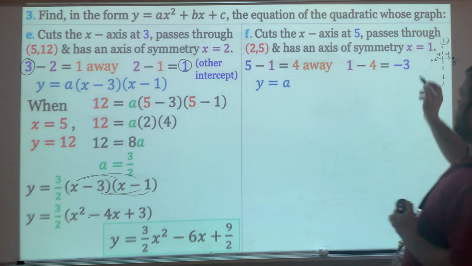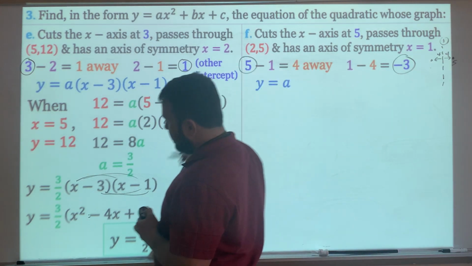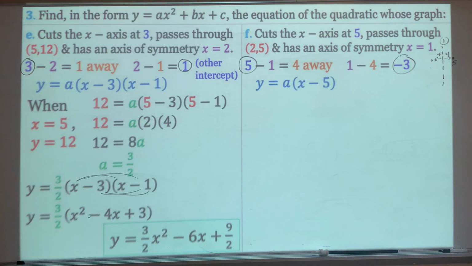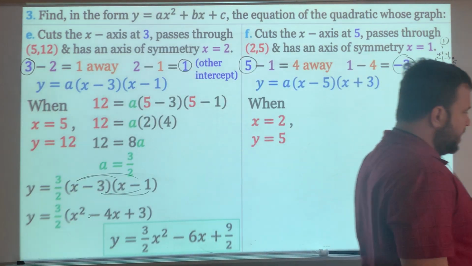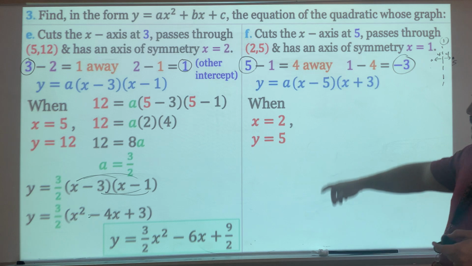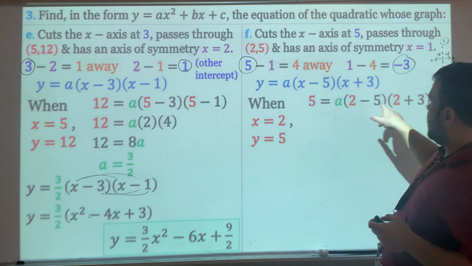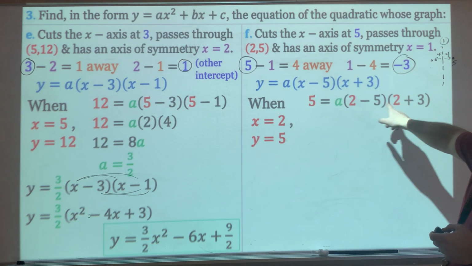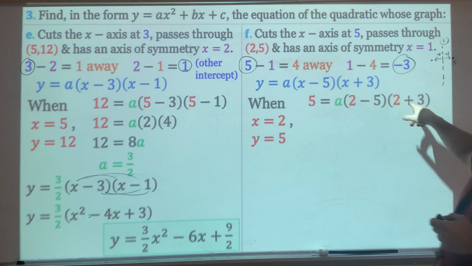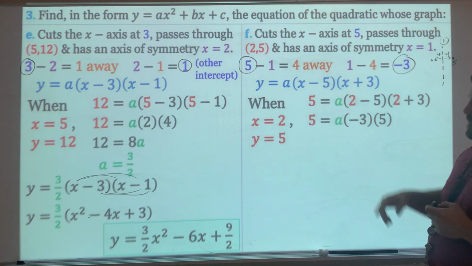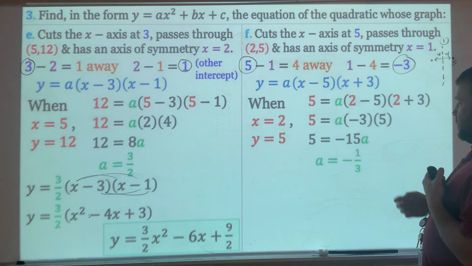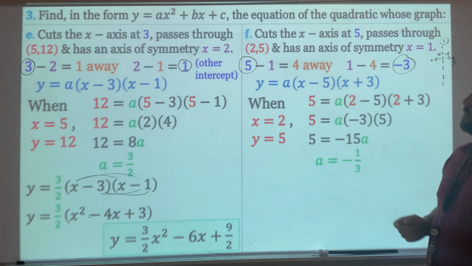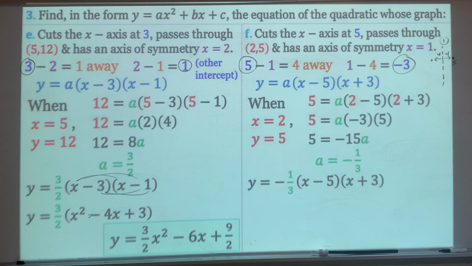Y equals, my two intercepts are negative 3 and 5. So you have x minus 5 and you have x plus 3. Trying to solve for a. When x is 2, y is 5. So 5 equals a times 2 minus 5 times 2 plus 3. 5 equals a times negative 3 times 5. 5 equals negative 15a. 5 divided by negative 15 is negative 1/3. So y equals negative 1/3 times x minus 5 times x plus 3.